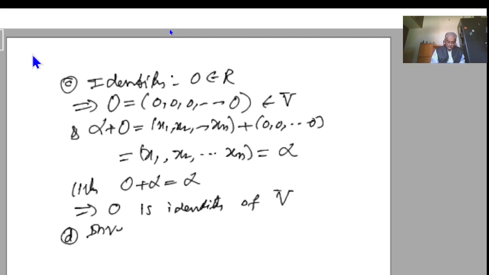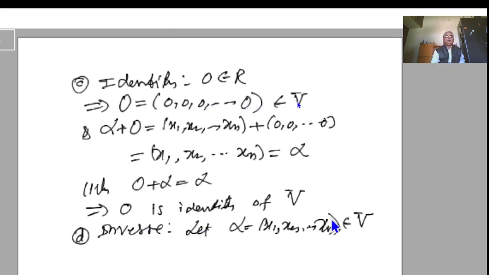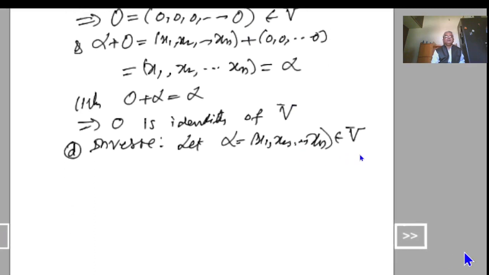Next, inverse. Let alpha equal x1, x2, xn belong to V. What this implies is that x1, x2, xn are elements of R. If x1 is an element of R, minus x1 is also an element of R, minus x2 is also an element of R, minus xn is also an element of R. And if these are elements of R, then let me denote minus x1, minus x2, minus xn. This belongs to V.